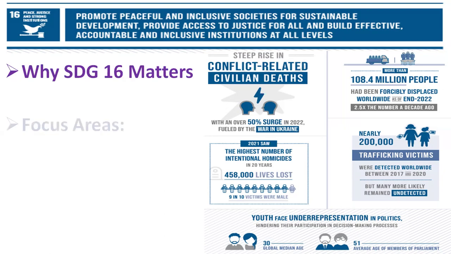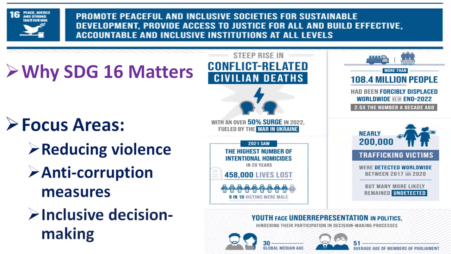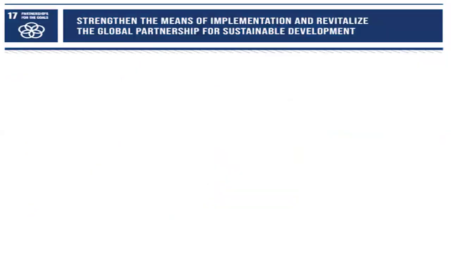So the key focus areas for this are reducing violence, implementing measures to prevent and address violence against women and children, strengthening law enforcement and criminal justice systems to reduce crime, promoting peaceful conflict resolution and combating terrorism, and promoting transparency and accountability in government and business, implementing effective measures to prevent and punish corruption, strengthening judicial systems to ensure fair and impartial justice, then promoting participatory governance and inclusive decision making, ensuring the rule of law and equal access to justice, protecting human rights and fundamental freedoms.